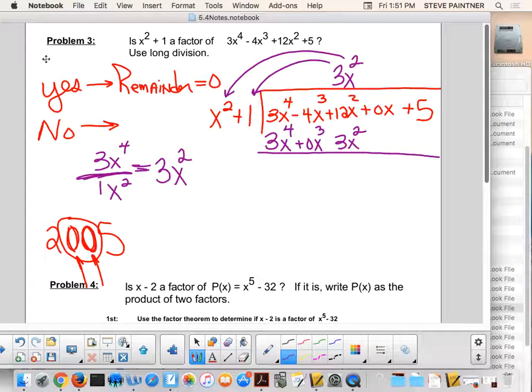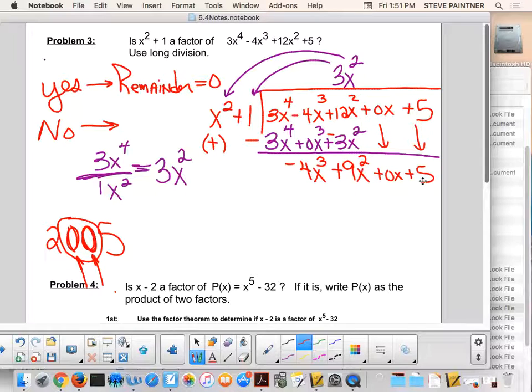Oh, I forgot something. Positive 3x squared. Let's subtract. To subtract, you change the signs of everything and then you just add. What's the answer? Nothing. Followed by negative 4x cubed plus 9x squared. You can bring these down if you want. You don't have to until later, but I don't want to lose them, so I'll bring them down.